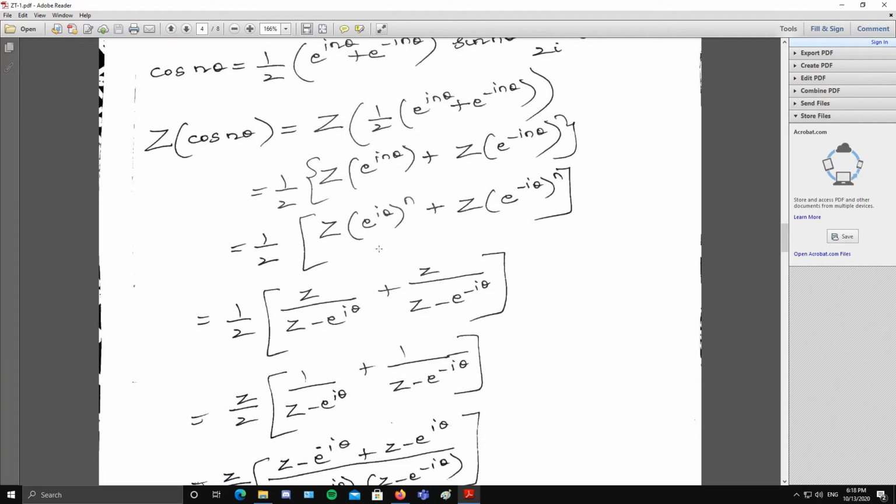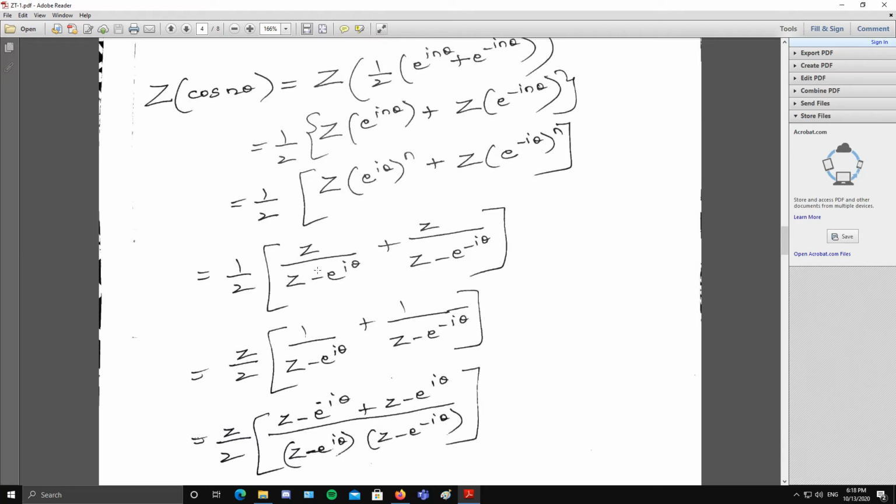So what is z of a power n? Z by z minus e power a. What is z of e power a n? Z by z minus e power a. So z by z minus e power i theta. What is z of e power minus a n? Z by z minus e power minus a. That is z by z minus e power minus i theta. So as you did for the previous one, take z out.